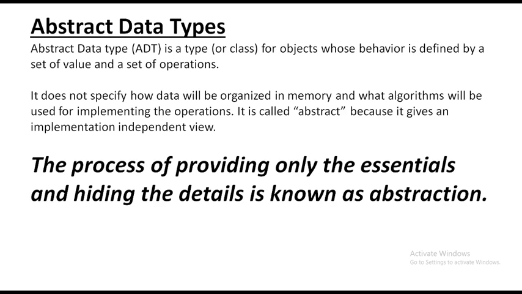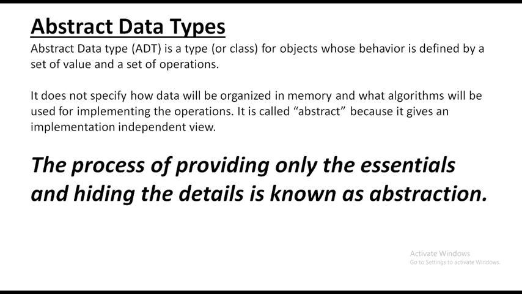And next, the abstract data type does not specify how data will be organized in memory and what algorithms will be used for implementing the operations. Instead of that, how it is going to work, that is what the abstract data type is going to describe. This is called abstract because it gives an implementation independent view.